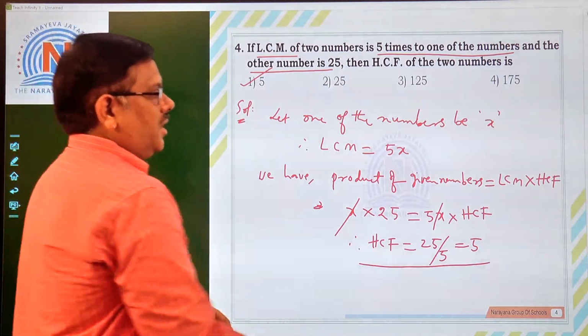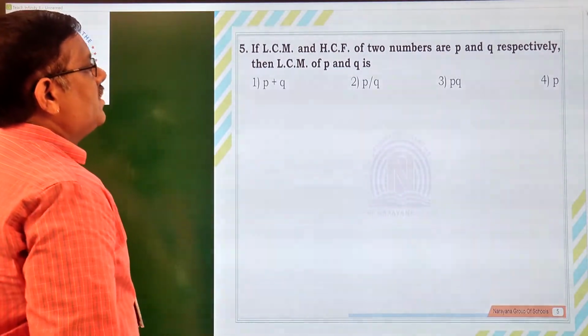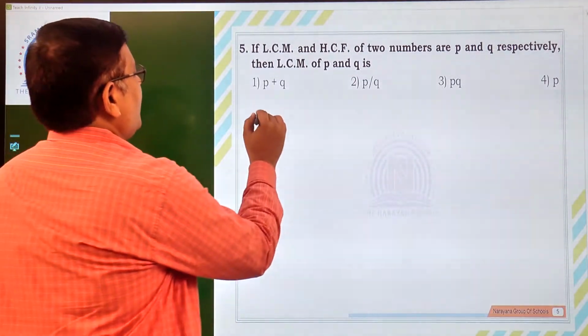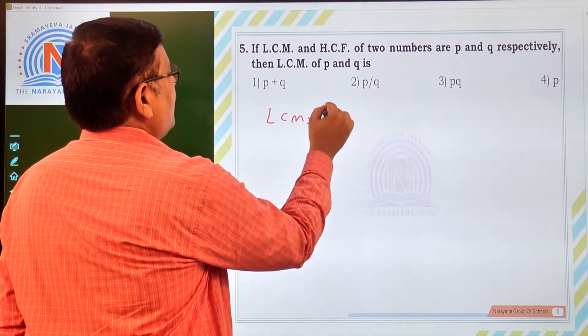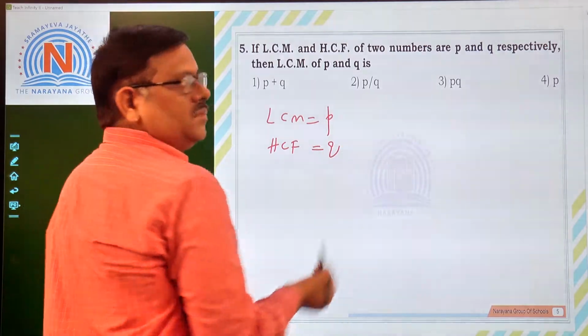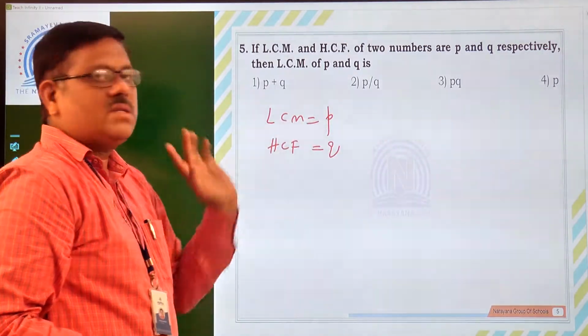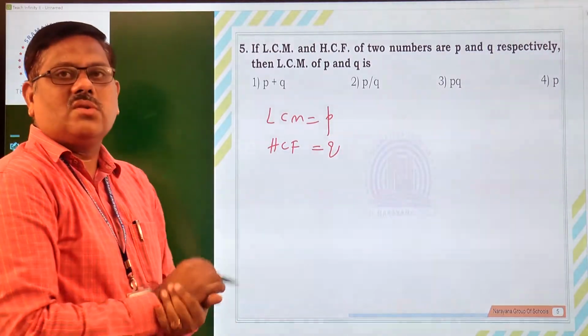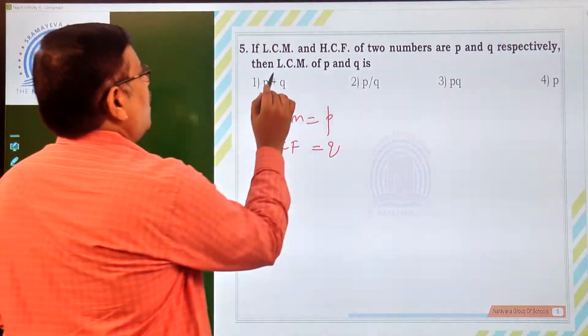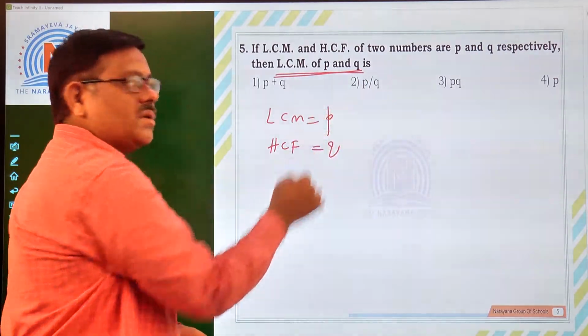Okay, now let us move to the next question. The LCM and HCF of two numbers are P and Q respectively. LCM is given as P, HCF is given as Q. The two numbers are unknown, we don't know what they are, but their LCM is known to us, that is P, and HCF is known to us, that is Q. What is the question now? What is the LCM of P and Q?